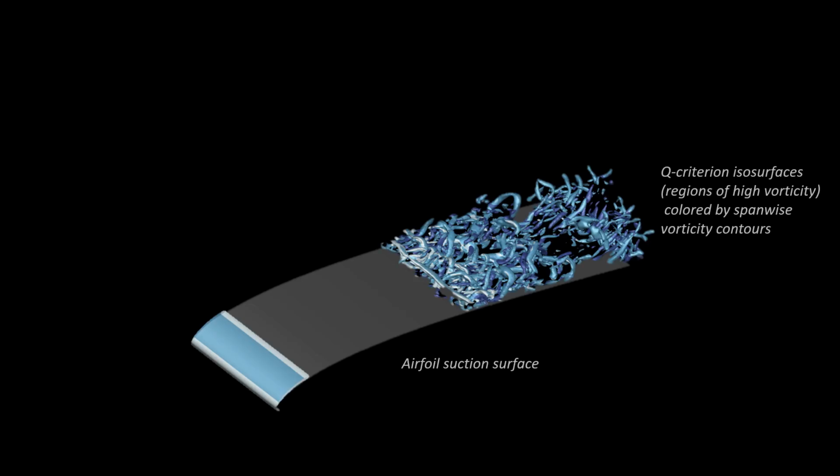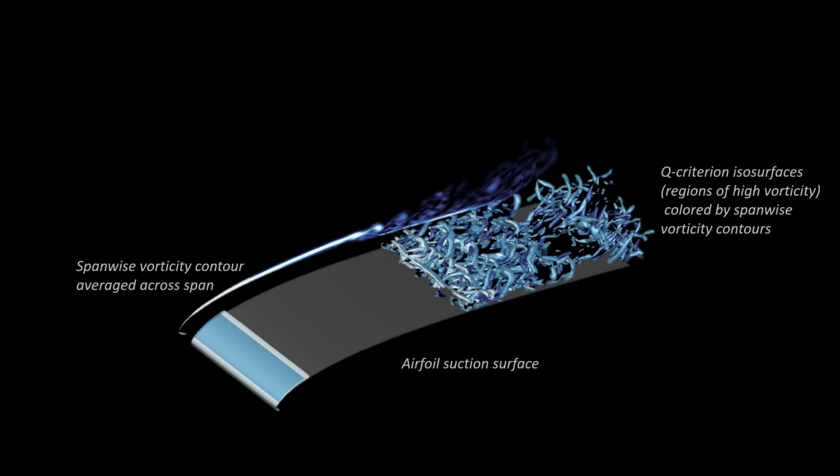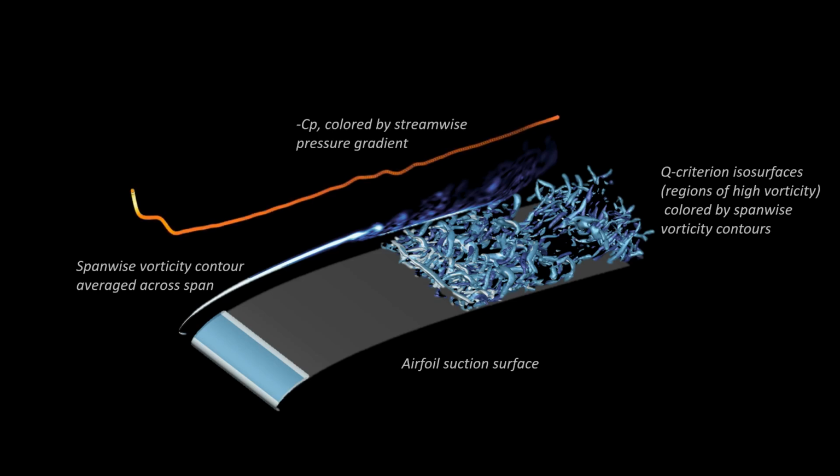The video presentation shows the 3D airfoil suction surface with isosurfaces of the Q criterion representing regions of high vorticity. The isosurfaces are colored by values of span-wise vorticity. On the side, contours of span-wise vorticity averaged across the span are shown. The distribution of the pressure coefficient Cp over the airfoil suction surface, colored by the adverse pressure gradient, is shown at the top.